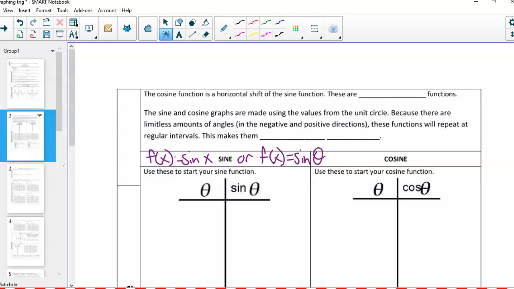So you'll see these functions in two different ways. Sometimes you'll see x, sometimes you'll see theta. They mean the same thing. Same thing with all of our other trig functions. Sometimes you'll see x, sometimes you'll see theta. It means the same thing.